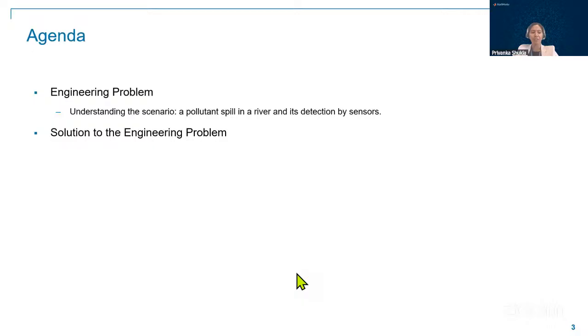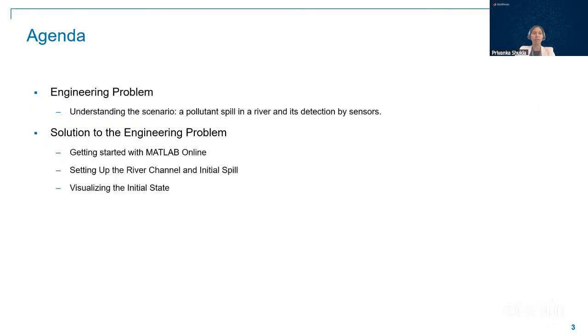To solve this engineering problem, we will be leveraging simulation tools to model the spread and detection of the pollutant. For this, we will use MATLAB Online for our simulations. We will model the river channel and define the initial conditions of the pollutant spill. We will then visualize the initial state of the system, providing a clear picture of where the pollutant starts and how the river environment is configured.